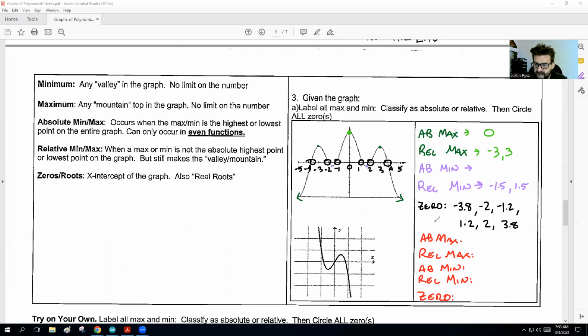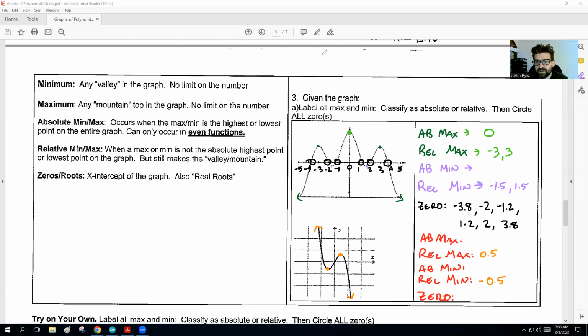Okay, so if we look here, absolute max and absolute min. Well, this is odd, and if we look, the highest of the graph goes on forever, so there actually is not going to be an absolute min or absolute max. Okay, graph keeps going down forever, but we do have a relative max, and I could probably say that it's at like 0.5, maybe at 1/2 here.